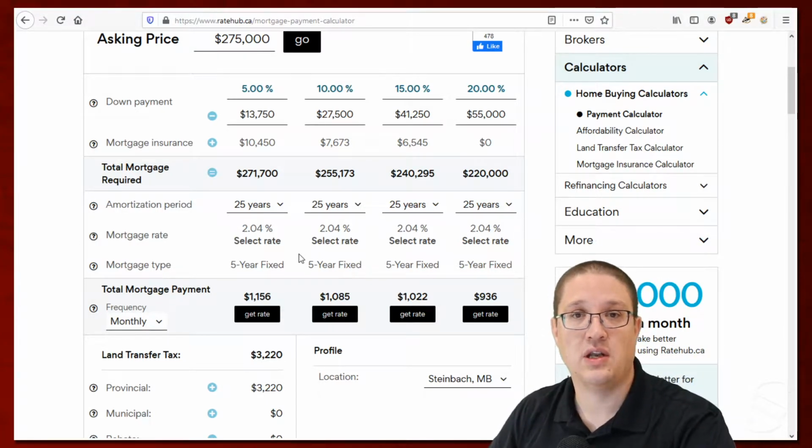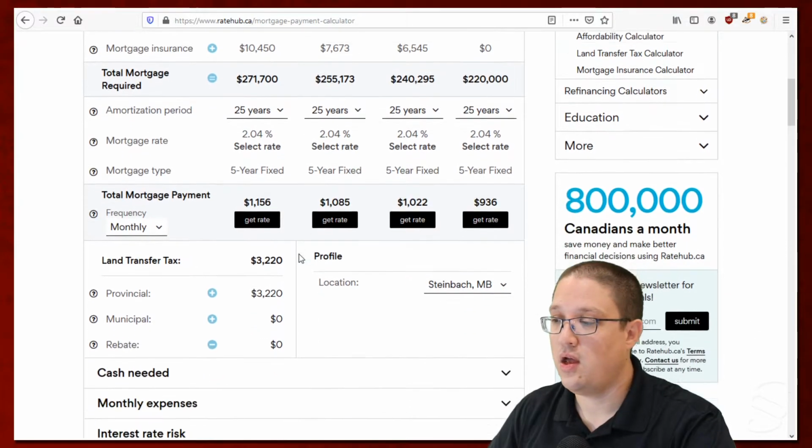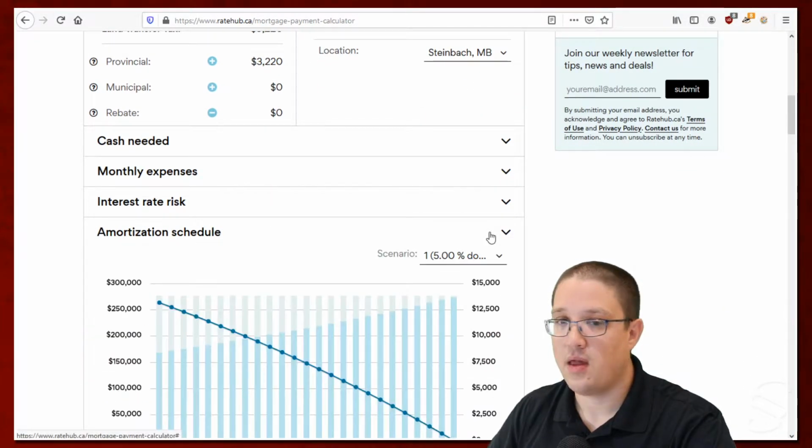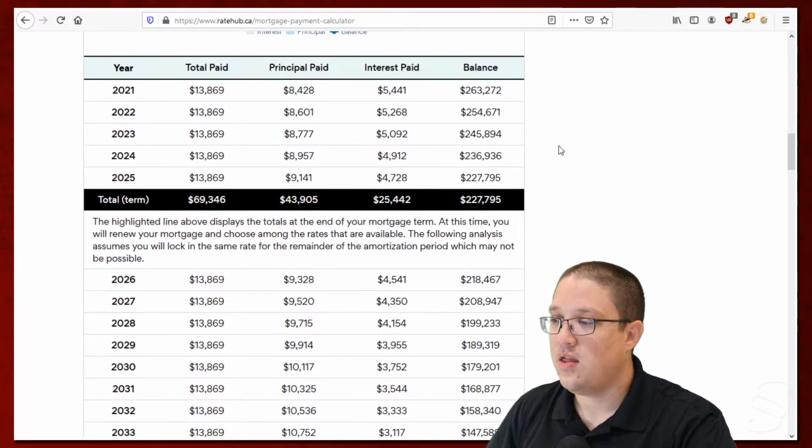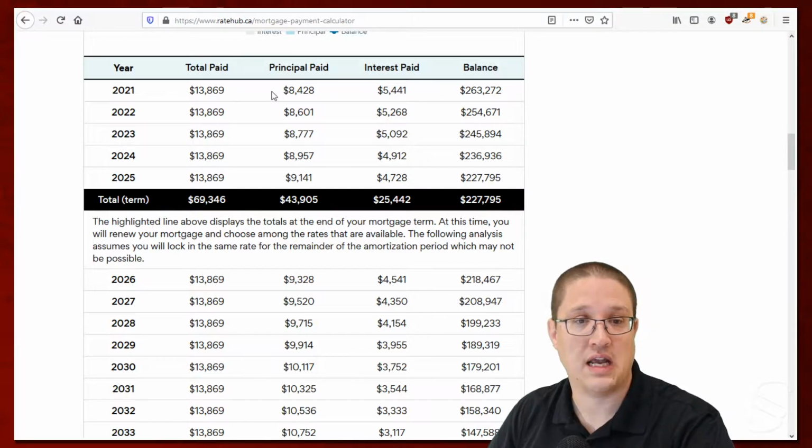How does this actually work when we're paying off our mortgage? Well, let's scroll down a little bit. Our amortization schedule here has a lot of information in it. We'll come back to this graph in a second. This here is the amortization chart or amortization table.